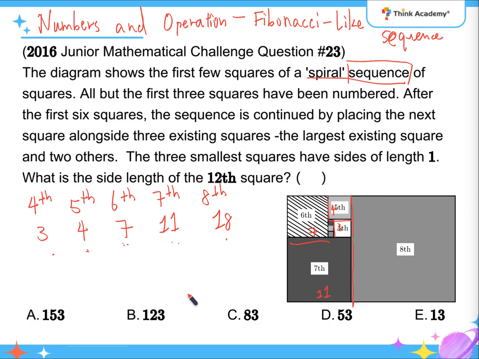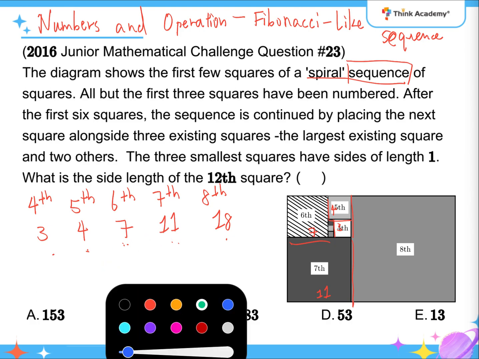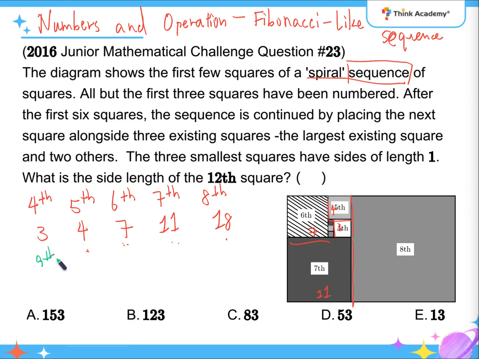Which means that the 9th term is going to be 11 adding 18, that's 29. The 10th term is 18 adding 29, that's 47. The 11th term is 29 adding 47, that is 76. And the 12th term, it's 47 adding 76, that is 123. So the answer is B, 123. Okay, so that's what we can do with this one.